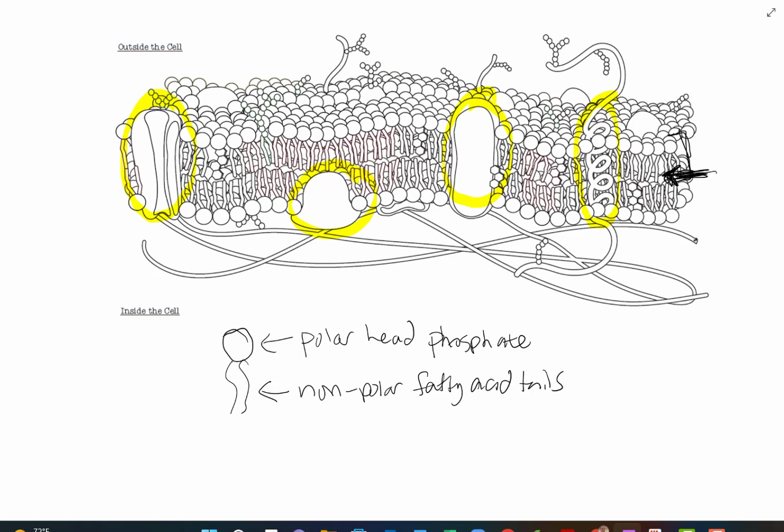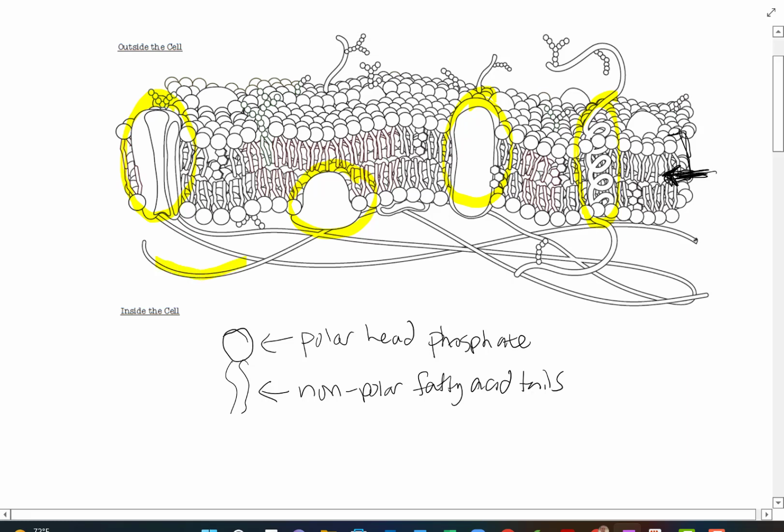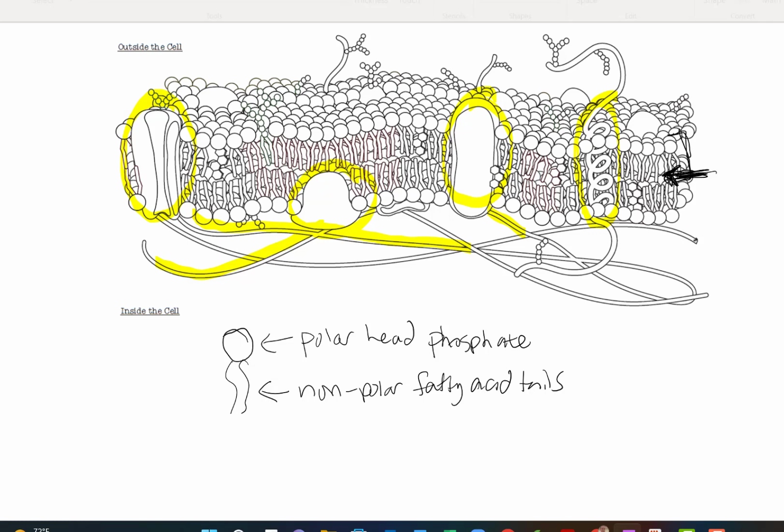You can see here in our picture these little protein fibers. This is part of the cytoskeleton that's attaching to some of the proteins. Or the proteins can be involved in transport, and we'll talk about that role today.